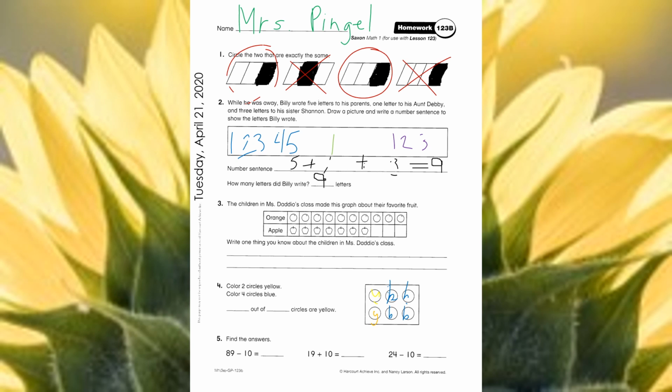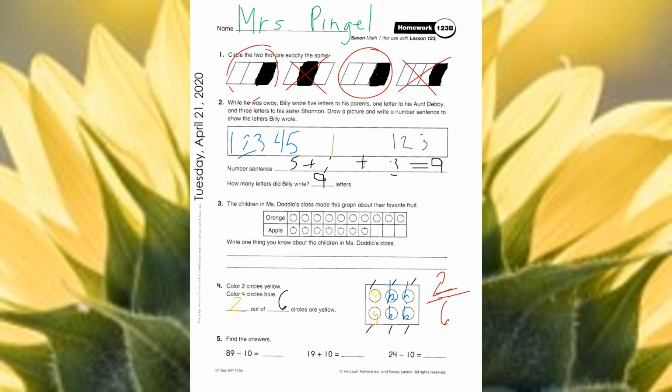Now I want to figure out how many of the total circles are yellow. Well, I remember that 2 were yellow, so I can put 2. And then of circles, how many in total are there? Let's see here. 1, 2, 3, 4, 5, 6. There are 6 total circles. 2 of the 6 circles are yellow. And if you want to try to challenge yourself, you write it 2 of 6. Oh, isn't that crazy? That's like 3rd grade math right there.